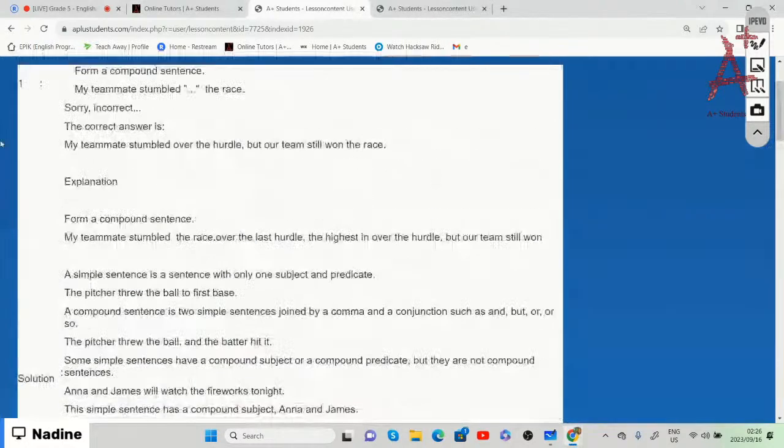All right. So if we are going to be forming a compound sentence, right? Here it says, my team stumbled, and we're going to have to form more words. So: my team stumbled over the hurdle, but our team still won the race. If we look at that sentence, my team stumbled over the hurdle, but our team still won the race.